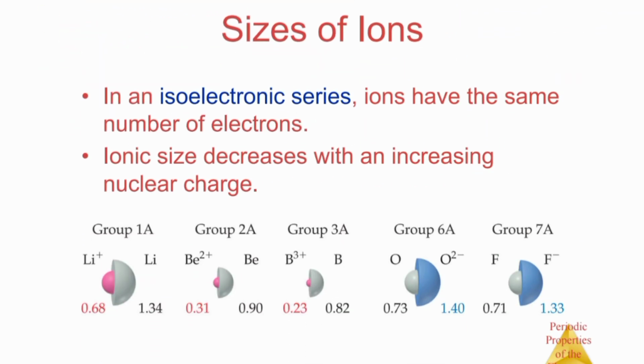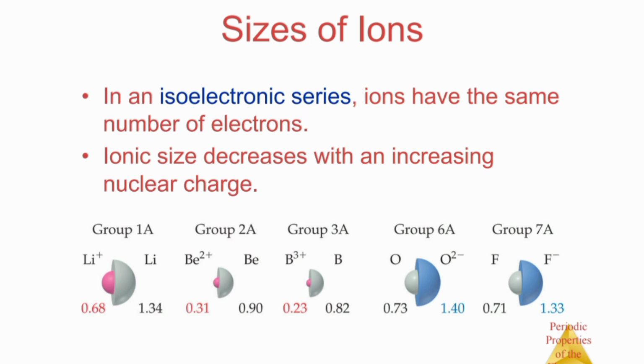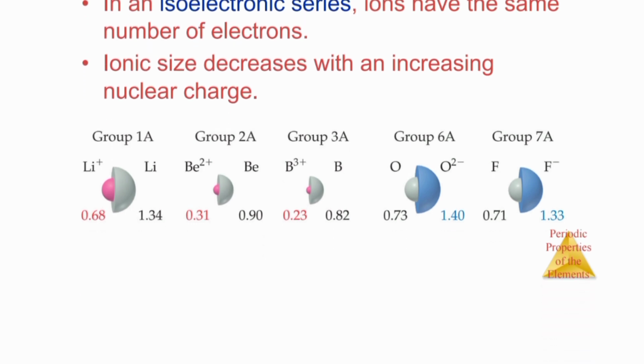Size of ions in an isoelectronic series: ions have the same number of electrons. This is the important thing. What are isoelectronic species? You have to learn this. Isoelectronic species are those which have the same number of electrons. Ionic sizes decrease with increasing nuclear charge. As the nuclear charge increases, ionic sizes decrease.